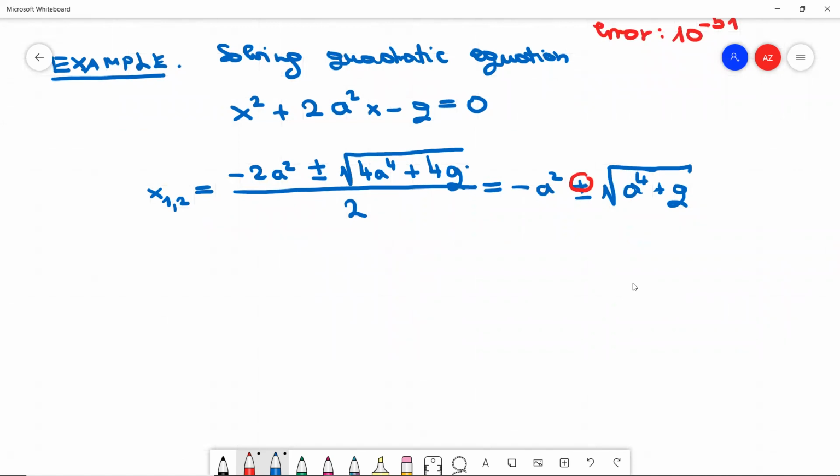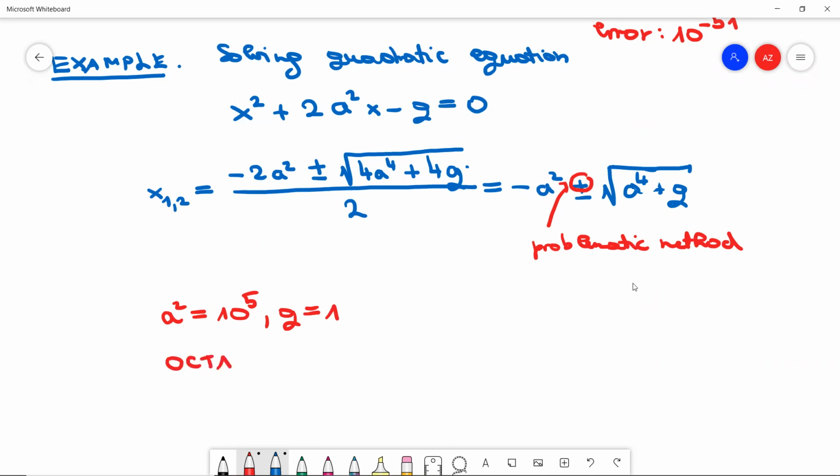Okay, so this is the problematic operation, the problematic method. And let's see that this is really the case, that we can get big errors. So let's take a squared equal to 10 to the power of 5 and q equal to 1. And let's use Octave. If you don't know Octave, you will get to know it in the first lab session. So let's use Octave to calculate x2 with this method.